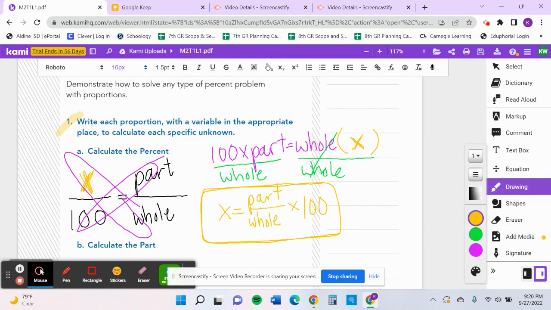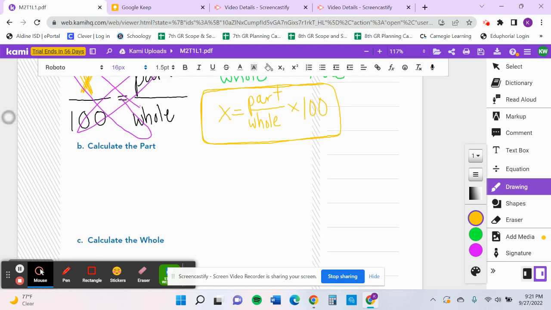Here's an example. 1a asks to calculate the percent. So the percent and where the percent goes in that proportion, I know that is where I'm going to place my variable, right above that 100. And then I would cross multiply and divide to solve for that x. When I isolate the variable, I get the equation x is equal to part divided by whole times 100. And that's going to give me the percentage for this proportion.